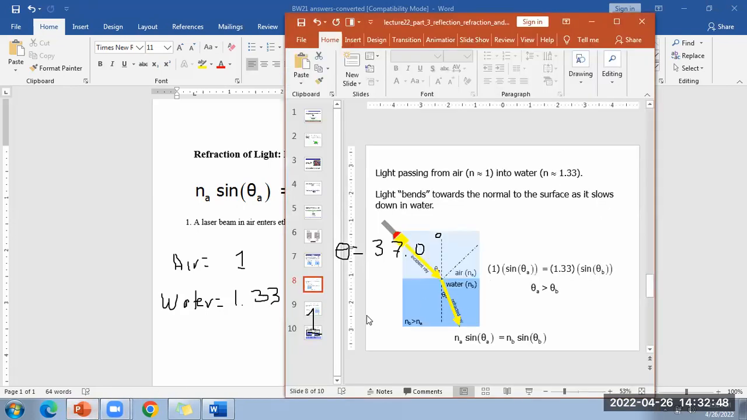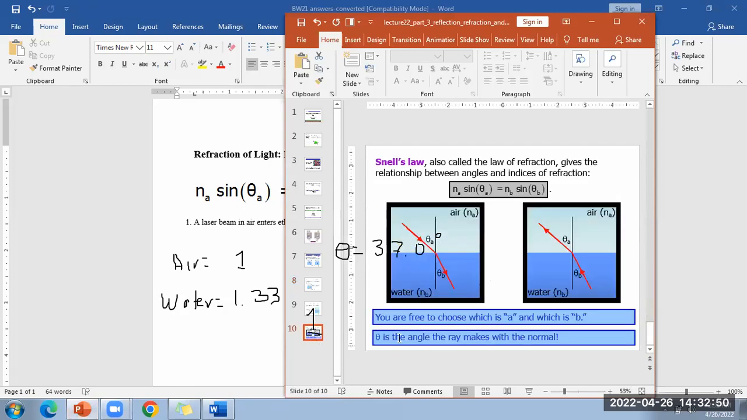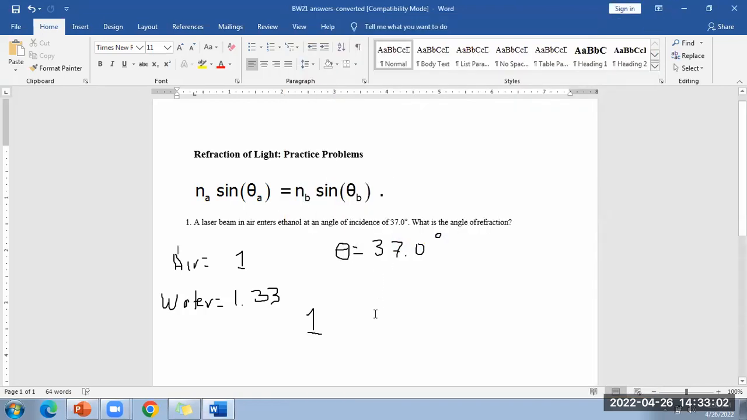So the rule here says you are free to choose which is A and which is B. Angle is the angle that the ray makes with the normal. So it's up to you which one you use, whether it's in sine A or in sine B.